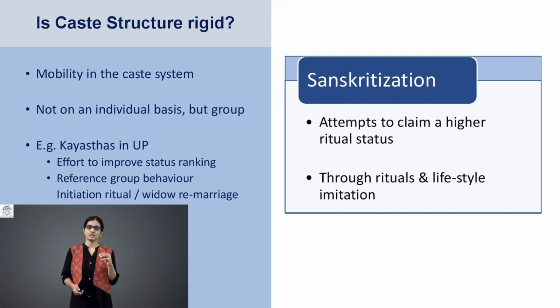So M. N. Srinivas used the term Sanskritization to describe this kind of upward mobility within the caste system, and he explains it as a process when a caste group emulates or imitates the practices of another group which is placed higher than its own, in order to claim a higher social status. So, for example, castes in Uttar Pradesh made an effort to improve their social status ranking by following the reference group behavior of a higher caste in terms of initiation rituals and other practices.